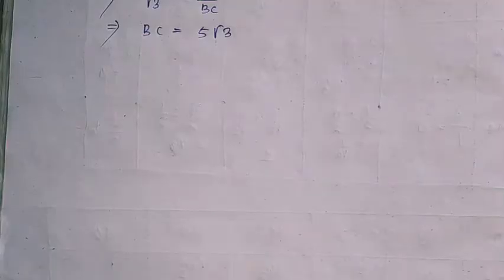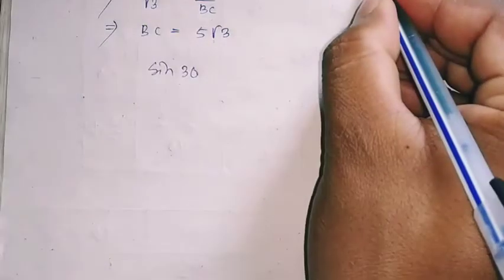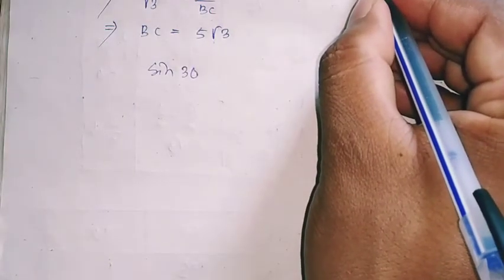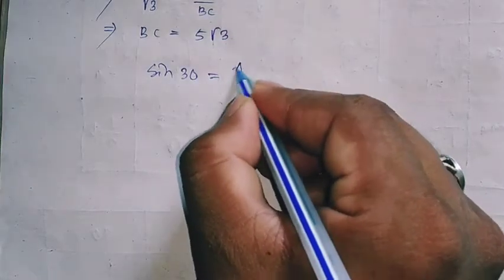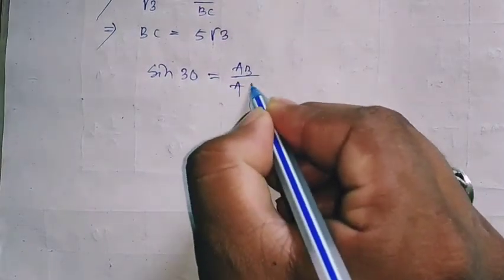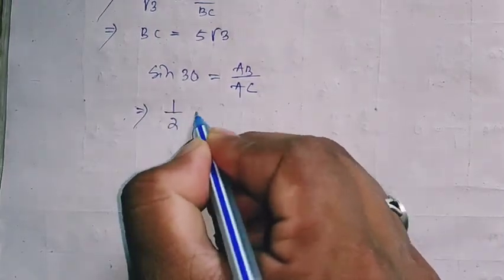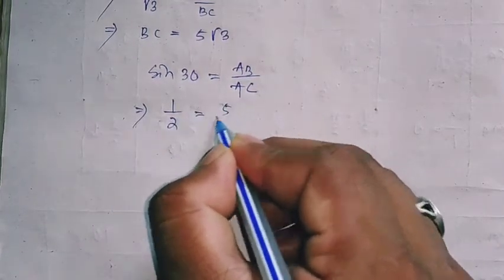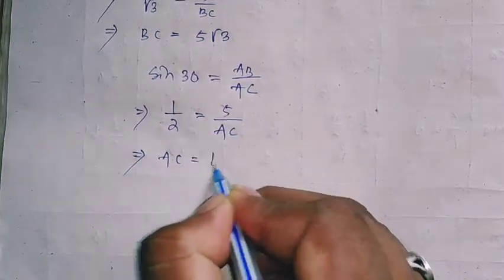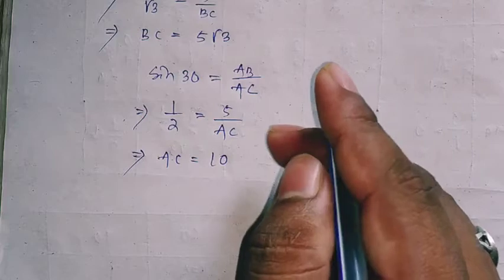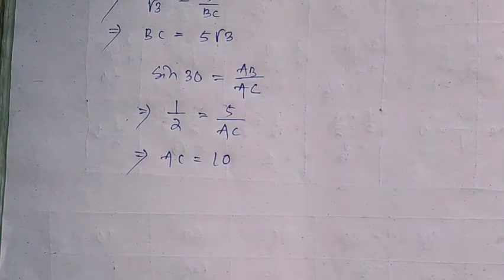Okay, so again I know sine 30, for this angle, sine 30 is equal to P by H. So where P is equal to AB by AC. This implies sine 30 is equal to 1 by 2, which is equal to 5 by AC. So AC will be your 10. So from here I can evaluate all the sides of this triangle.